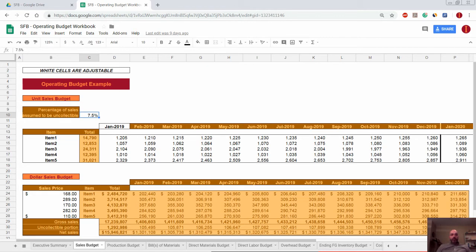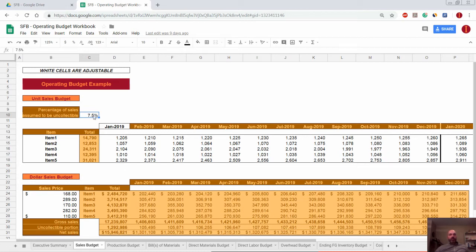The first step in budgeting, as I mentioned, is a sales budget, because all of your other planning is going to be based on your expected demand.